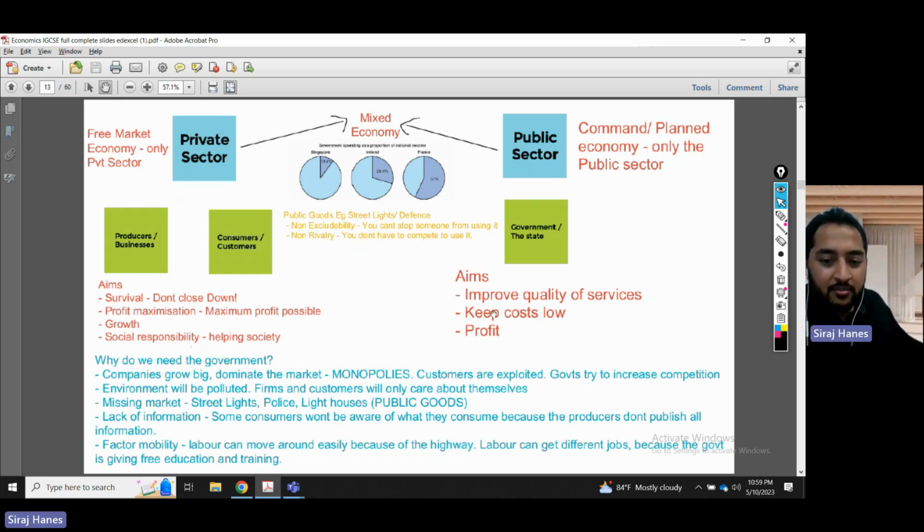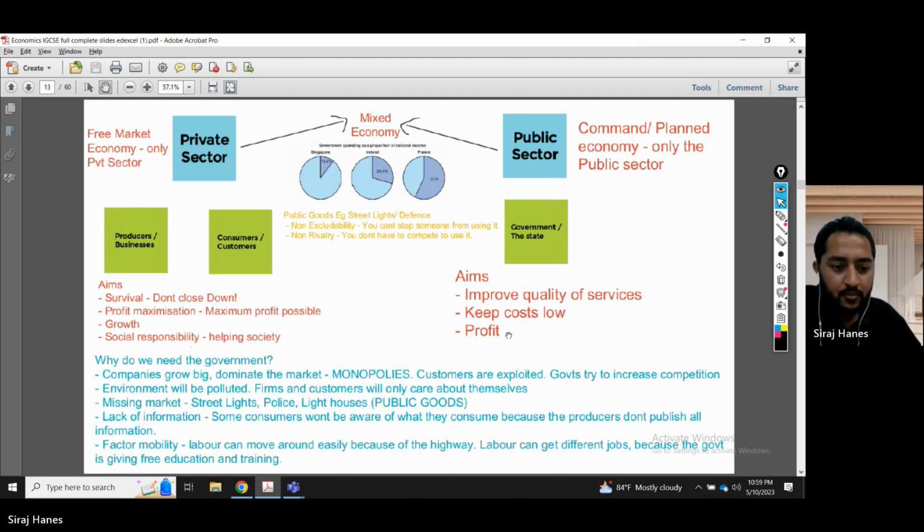What about the government aims? The government aims are to improve the quality of service. Maybe better public transport. Maybe they want to keep the cost low. Sometimes the government sector has some businesses that look for profit, like the electricity board or the water board. They look for profit because they need to keep themselves running. They're not funded by the government.